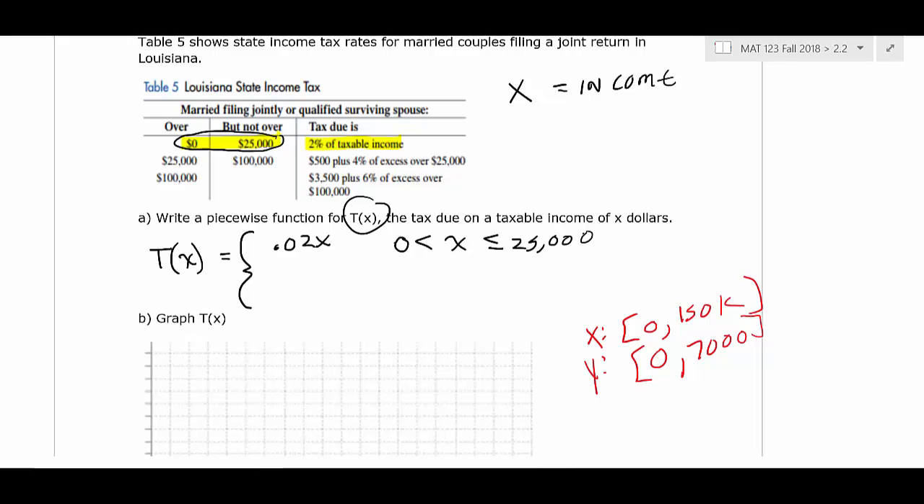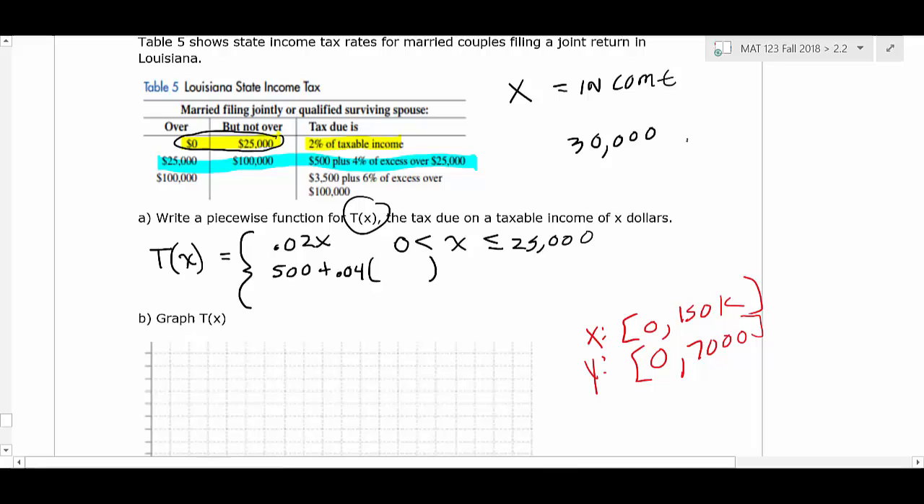Now the next thing we do is we go to the next tax rate. And that's going to be for people making between 25,000 and 100,000. So this goes like this. It says that it's going to be $500. That's like a flat tax rate, I guess. Then it will be 4% of the excess over 25,000. This is the part of the problem that a lot of times students don't understand. Say for instance that you made $30,000. What would be the excess over 25? Maybe 5. How do you do that?